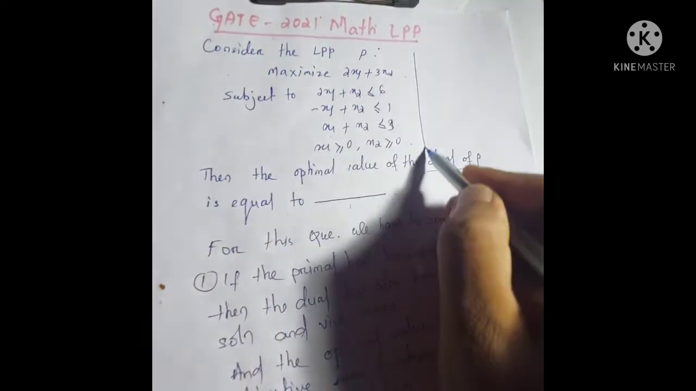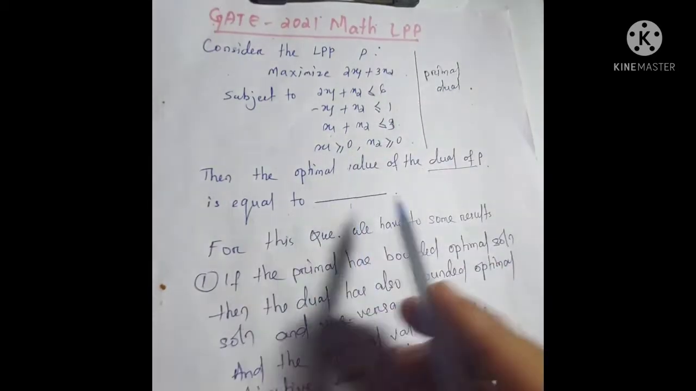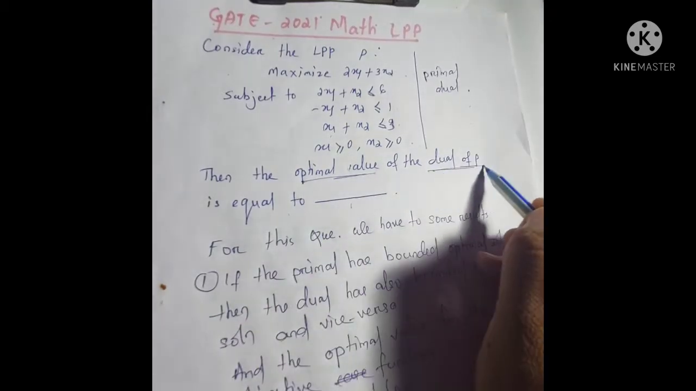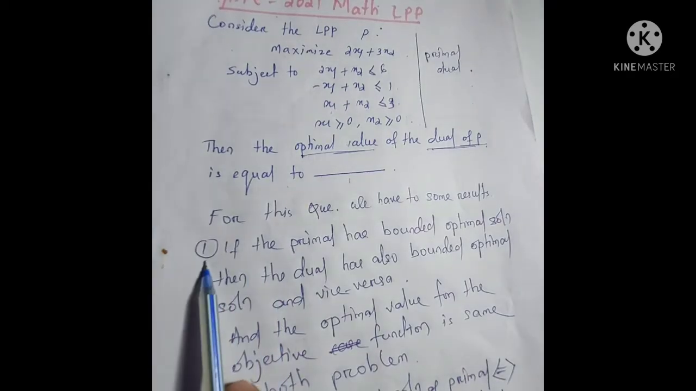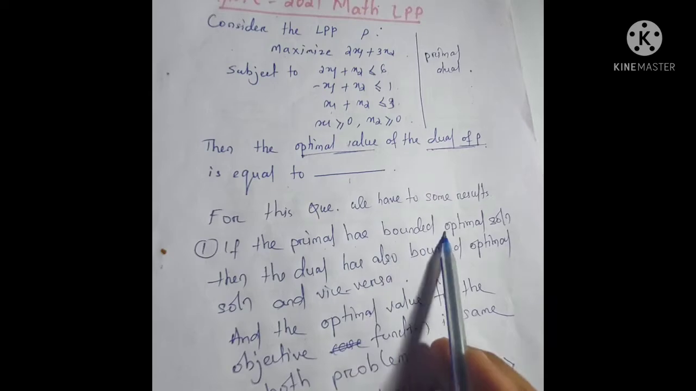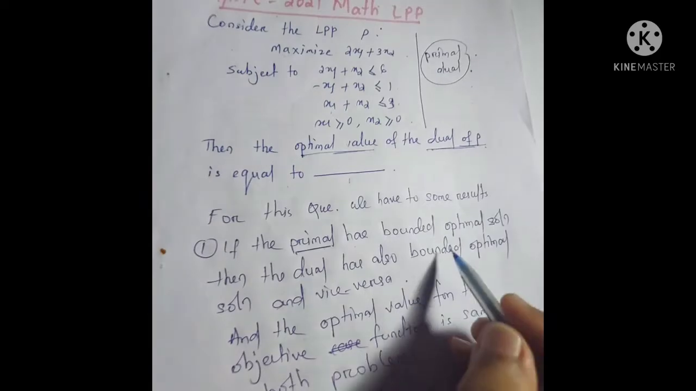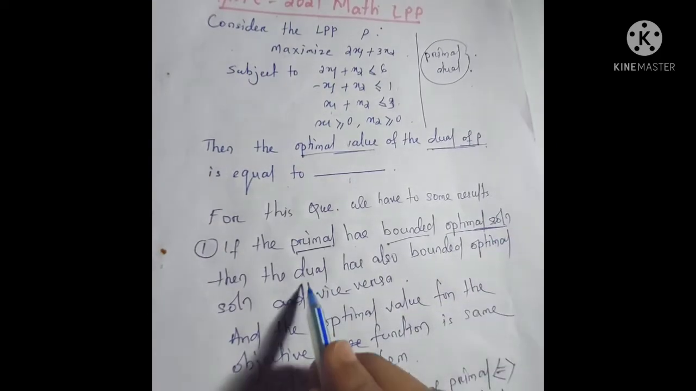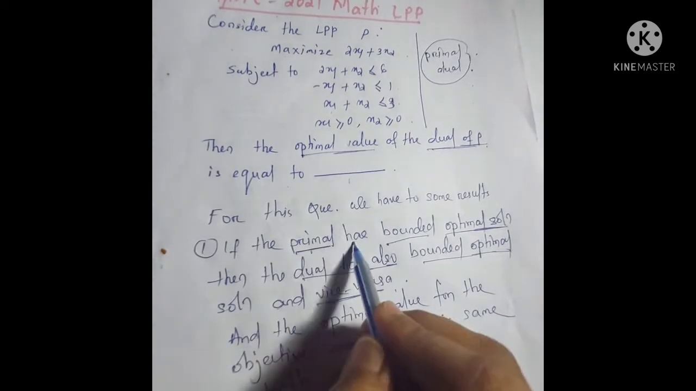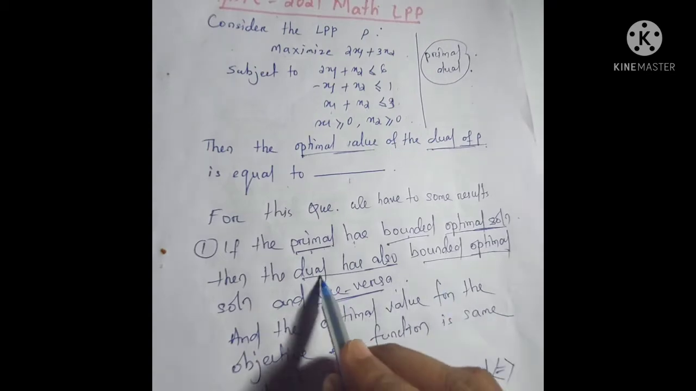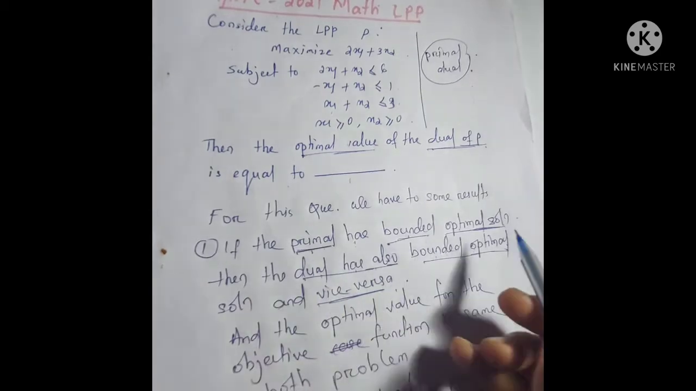Now this LPP is the primal, but we have to find the optimal value of the dual of the primal. To solve this question, we have to note some results. Result 1: if the primal has a bounded optimal solution, then the dual also has a bounded optimal solution, and vice versa. Means if the primal has a bounded optimal solution, then the dual has a bounded optimal solution, and if the dual has a bounded optimal solution, then the primal has an optimal solution.